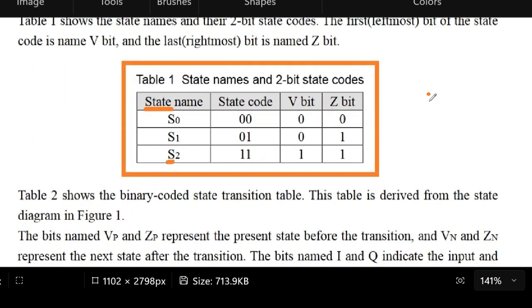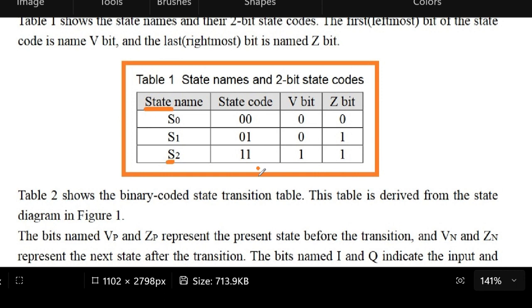The state names and 2-bit state codes. This one tells us that to find out what state we're at, we need to look at the V bit and the Z bit. The V bit would be the one on the left because the state code here has two numbers, right? The V bit would be the one on the left and the Z bit would be the one on the right. We need the state because we need to know where we're starting from. And then from there, given the input, we should be able to find the next state and the output.